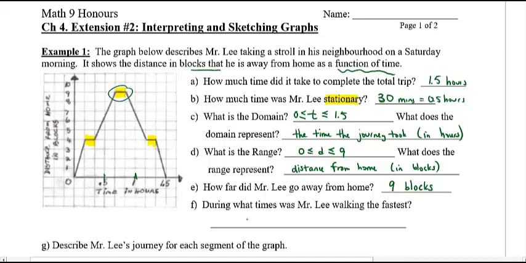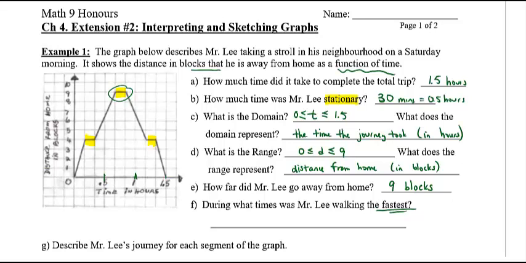Now here's an interesting question. During what times was Mr. Lee walking the fastest? Walking the fastest means covering the most distance in the shortest amount of time. So how do we calculate that?